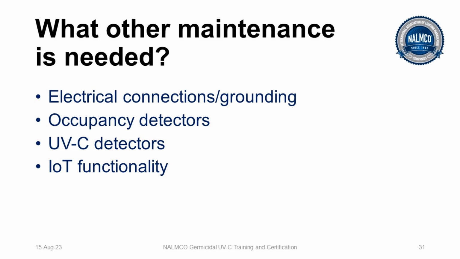So what other maintenance is needed? Well, depending on the environment, you may need to verify electrical connections. You may need to verify grounding. There may be occupancy detectors on the fixture, and you want to make sure that they are working properly. There may be UVC detectors in the unit or part of their IoT system, and you want to make sure that they are working properly.